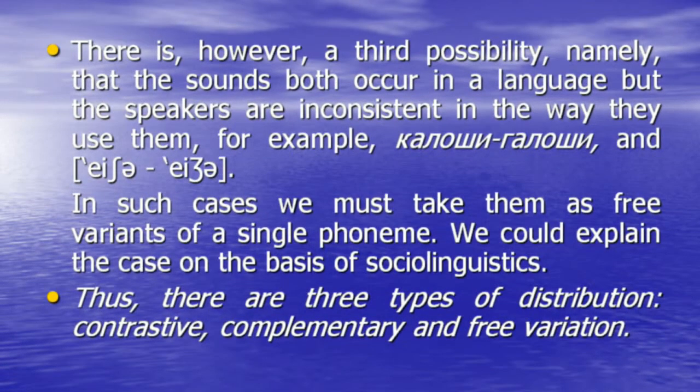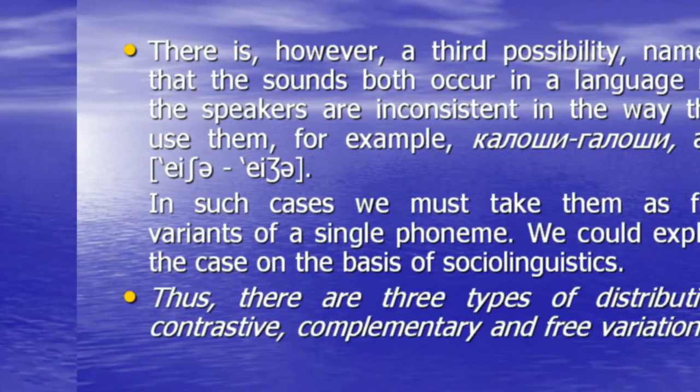There is, however, a third possibility, namely that the sounds both occur in a language but the speakers are not consistent in the way they use them. For example, in Russian, kaloshi or galoshi, and in English, Asia or azure. In such cases, we must take them as free variants of a single phoneme. We could explain this case on the basis of social linguistics. Thus, there are three types of distribution: contrastive, complementary, and free variation.